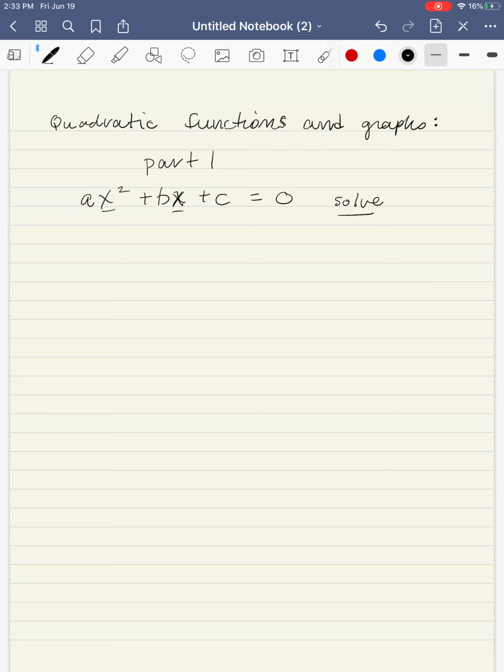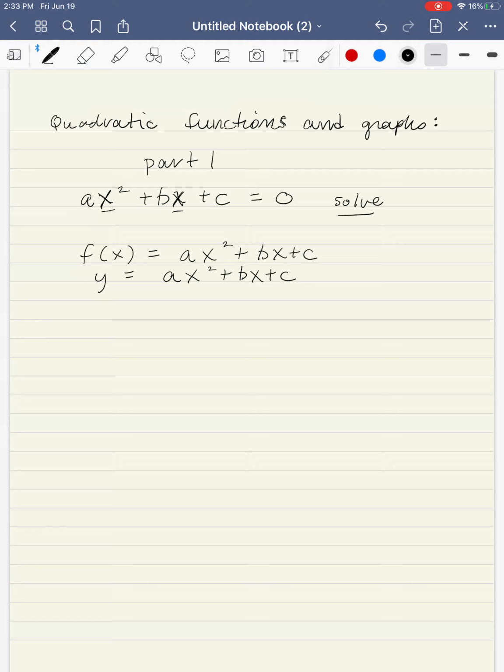And the only thing I can do to that is solve it, which means find the value or values of x that if I plug in, I get a true statement. What we're going to look at in this section are functions. f of x equals ax squared plus bx plus c, or y equals ax squared plus bx plus c. And we're going to see that we can have infinitely many different values of x and y that if I plug in, make this a true statement. So this is a function rather than an equation.